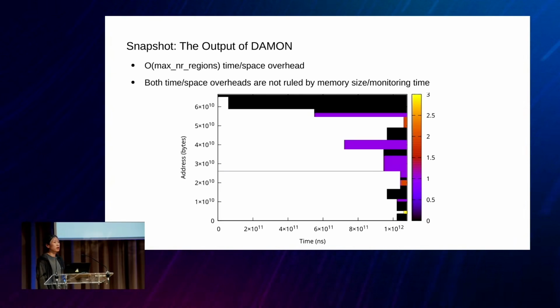So the overhead becomes upper-bounded only by the maximum number of regions that the users can specify. So both time and space overhead are no more ruled by the memory size or total monitoring time, which we cannot control and which can be arbitrarily high.